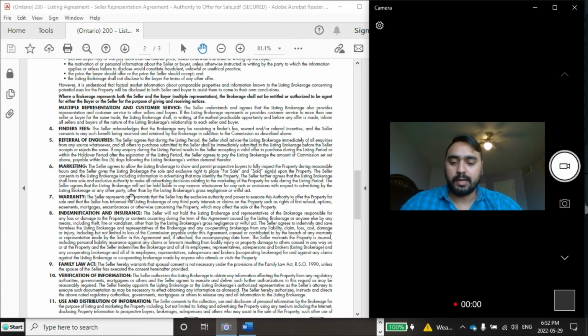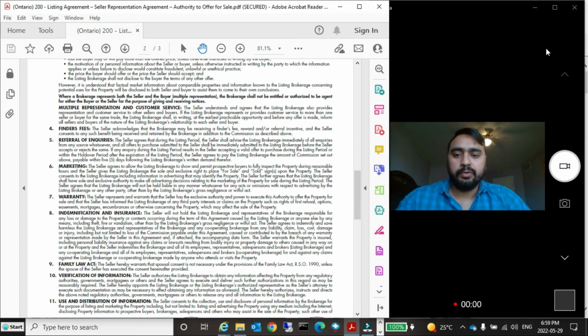Number 7 is warranty. So this confirms that the people signing this agreement are all the individuals necessary to give authority to sell the property. The provision goes on to confirm the disclosure of third-party claims such as easements, mortgages, encumbrances, and so on. And the next one is indemnification and insurance. So this section provides that the salesperson cannot be held liable for the condition of the property or damages that may occur, during the open house probably or while prospective buyers view the property.